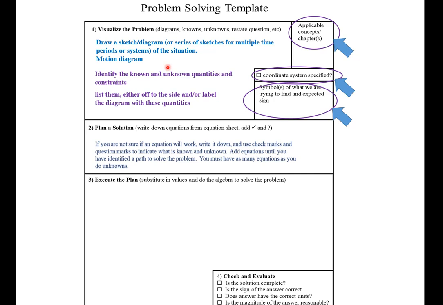And then you can determine if you have as many equations as you have unknowns. For example, if you have just one unknown, one equation is enough to solve for that one unknown. However, if you have two unknowns, you need to have two equations to solve for those unknown quantities.